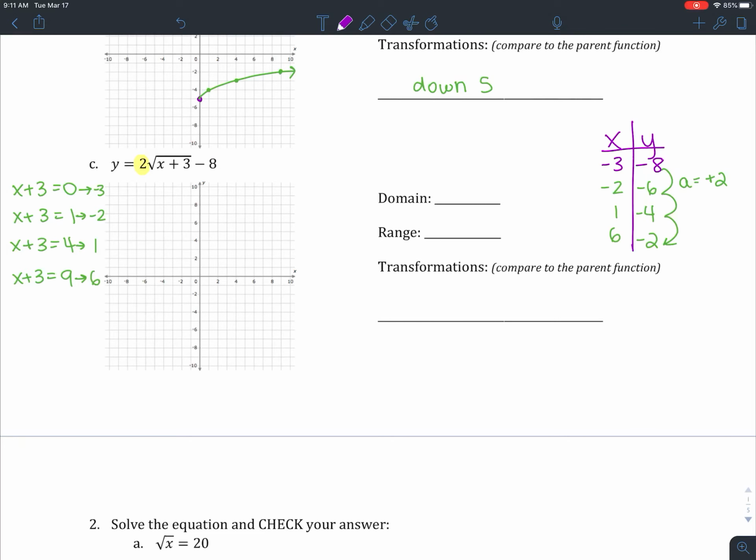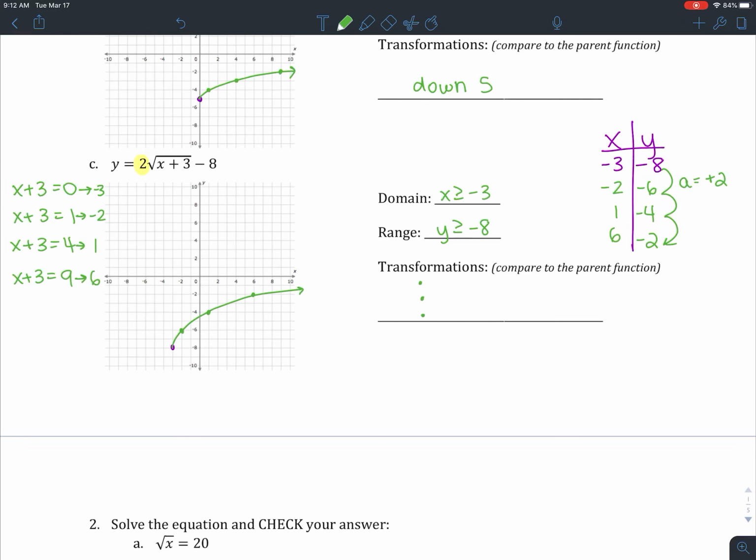Starting point is at -3, -8. Next is at -2, -6, and then 1, -4, and then 6, -2. So I get a much taller one, so that's going to be listed in my transformations. My domain is x is greater than or equal to -3. Our range is y is greater than or equal to -8.